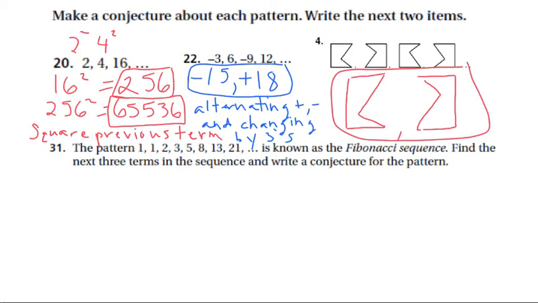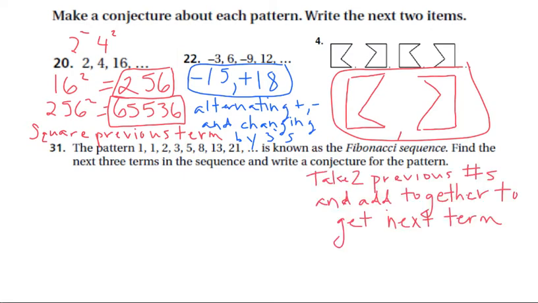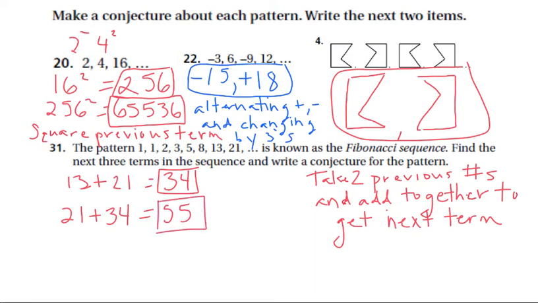For number 31, the Fibonacci sequence takes the previous two terms, and we add them together to get the following number in the sequence. So that would mean that I'm going to take the 13 plus 21 to get 34 as the next number in the sequence. The one after that, I need to take the 21 plus the new number, my 34, to get 55. So 55 would be the second number after this.